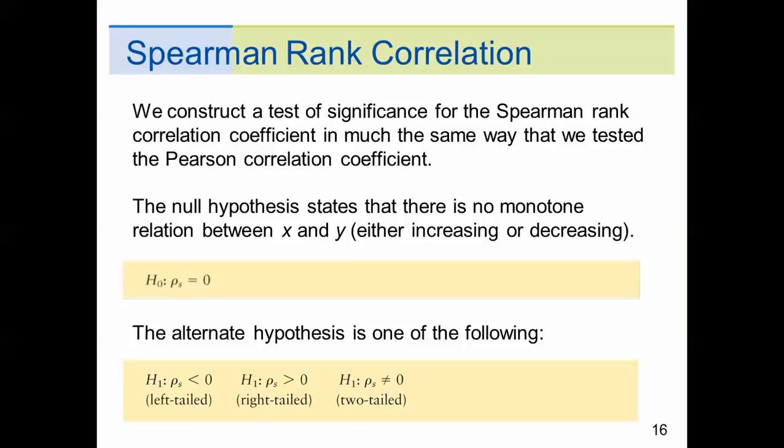We construct a test of significance for the Spearman rank correlation coefficient in much the same way that we tested the Pearson correlation coefficient. The null hypothesis states that there is no monotone relation between X and Y. So that means that the population rank correlation coefficient, P sub S, is 0, because there's no correlation between the two. The alternate hypothesis is either that it is less than 0, bigger than 0, or not equal to 0, and that tells us whether we do a left tail, right tail, or two-tailed test.